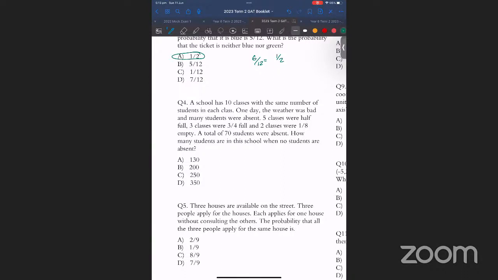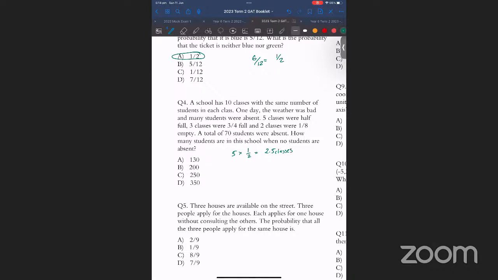Okay, awesome. So we have a total of 10 classes. Now, just a reminder, all of these classes have the same number of students. So the first one, we have 5 classes that were half full, or another way to say it is that they were half empty. So how many classes were empty? 2.5 classes. Do you guys understand?